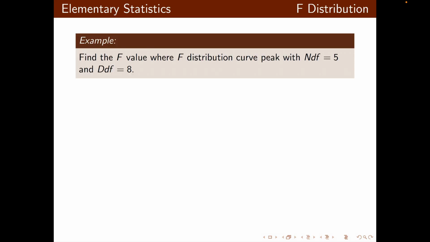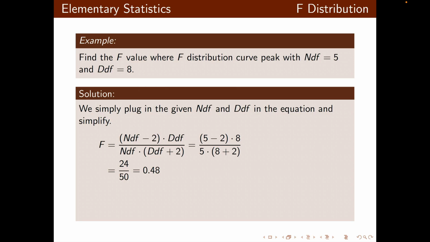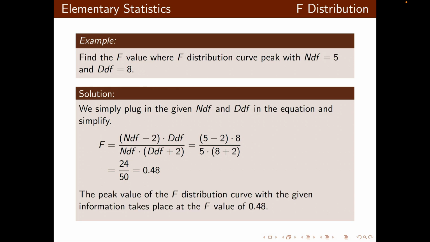Find the value f where the F distribution curve peaks when the numerator degrees of freedom is 5 and the denominator degrees of freedom is 8. So all we need to do is plug these values into the equation and simplify. The peak value of the F distribution curve with this given information happens at the point 0.48.